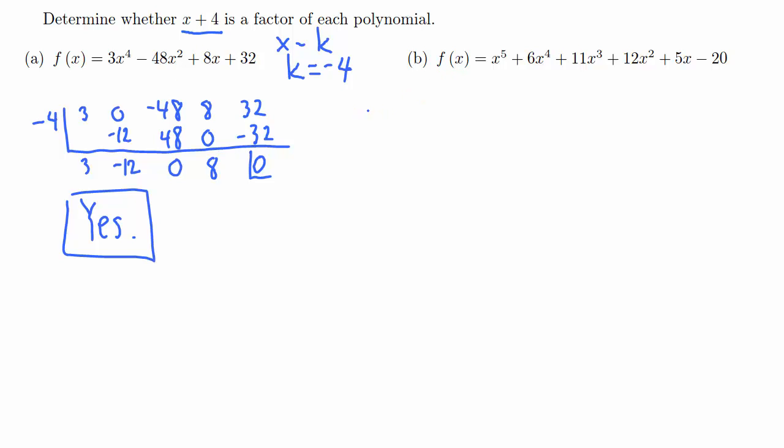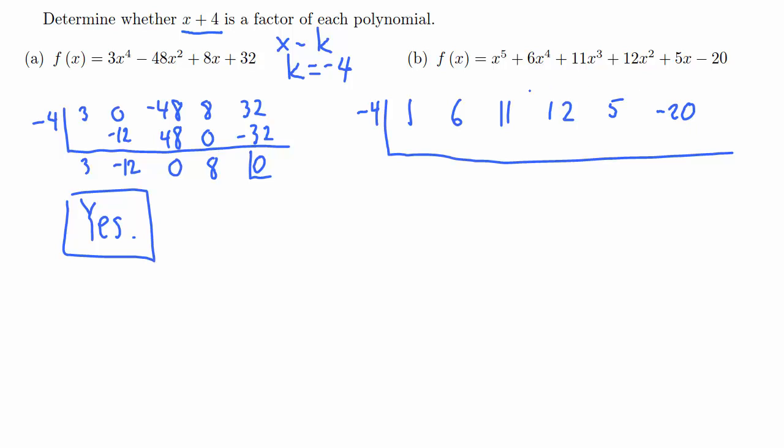Now if you look at b, we're going to look at negative 4 again, and we're going to ask, is negative 4 a zero of this polynomial? Okay, so the numbers we want to use here are going to be, not a 5. It'll be a 1, because the coefficient is 1, 6, 11, 12, 5, and negative 20. Now notice that all of the degrees are accounted for, so therefore I didn't need to use any zeros in here. Always check for that because that's a very common mistake.